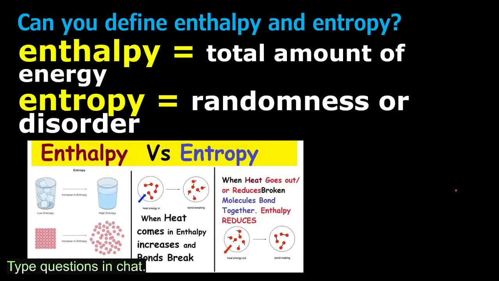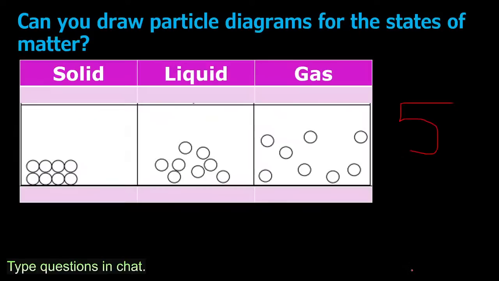You should be able to draw particle diagrams for the states of matter. That's relatively simple. For a solid, the particles should be at the bottom, all close, connected to each other. For a liquid, the particles are going to be further apart, and for a gas the furthest apart. Pay attention. Most of the time when they have you do this, they're going to tell you to draw 5 particles, or at least 5 particles. So just make sure you watch the language in the question.